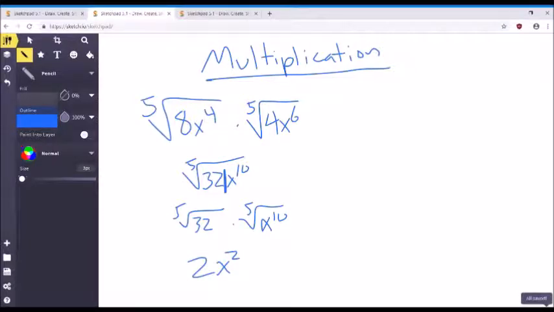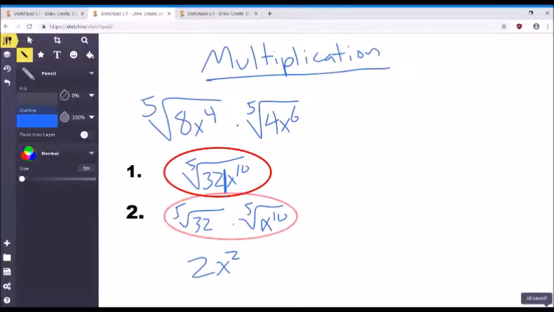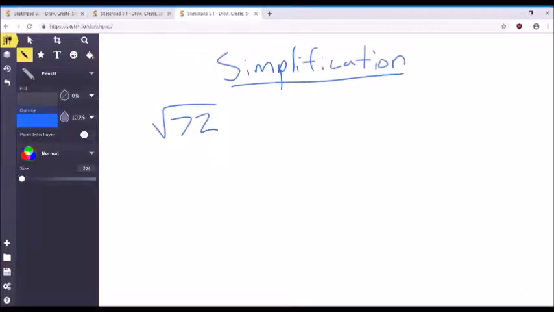And before we move on, I want you to see that multiplying radicals is as easy as 1, 2, 3. 1, you combine like terms. So in this case, you would combine the x's and the numbers. 2, you split apart the combined numbers and the x's. And 3, you simplify.